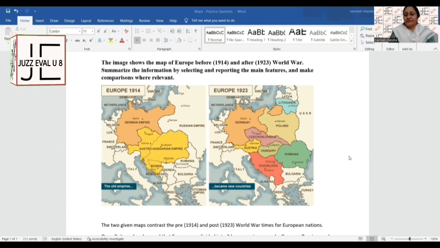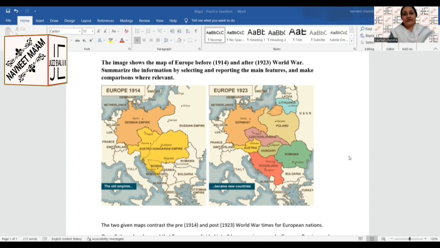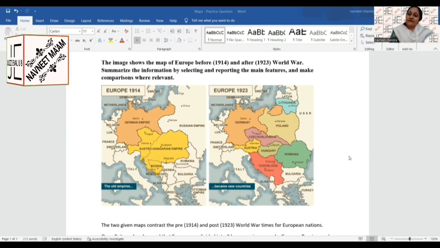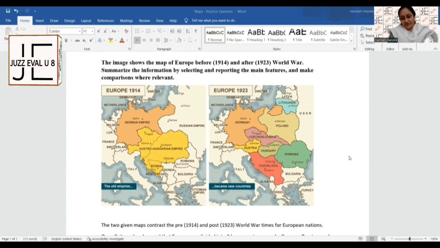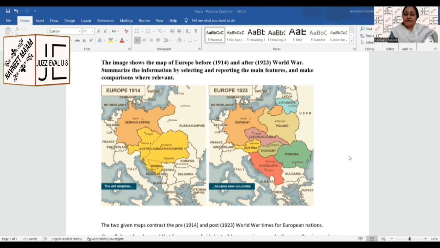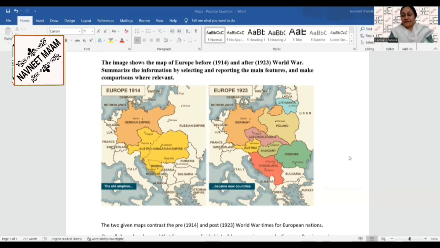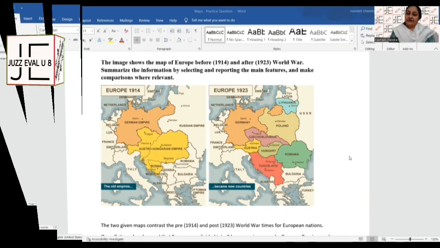Next, I'll be taking up task 1 of general training, that is letter writing, and I'll be discussing the sample answers of letter writing, that is formal letter, semi-formal letter, and informal letter.